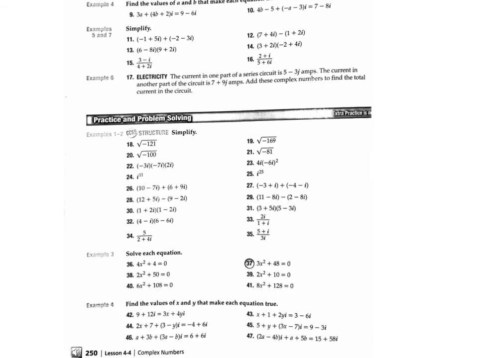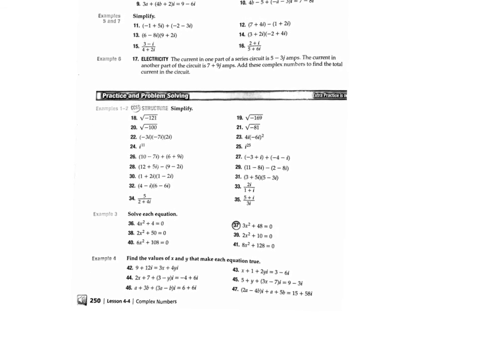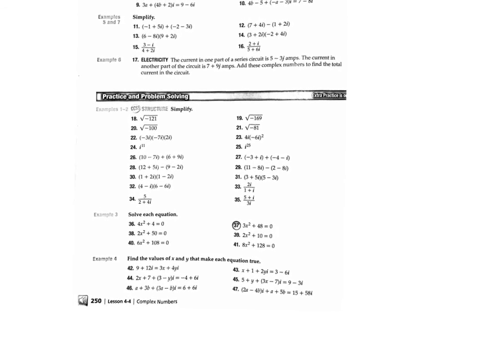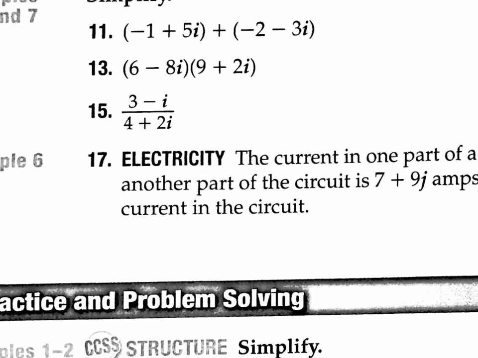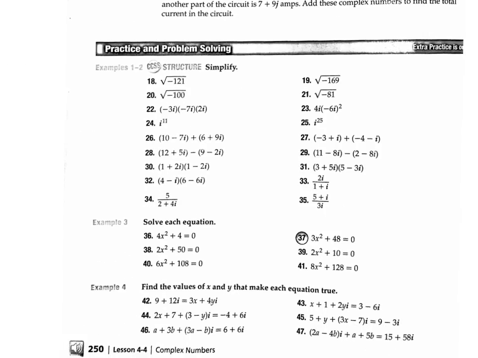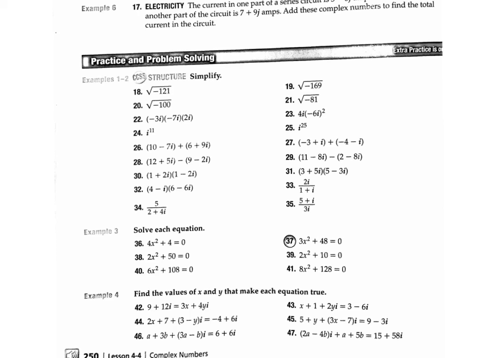And we're going to be skipping down to 11 through 41 odd. So 11's easy. Just combine like terms, distribute. And we're doing all these. So everything will be on Edmodo. Make sure you do this for homework.